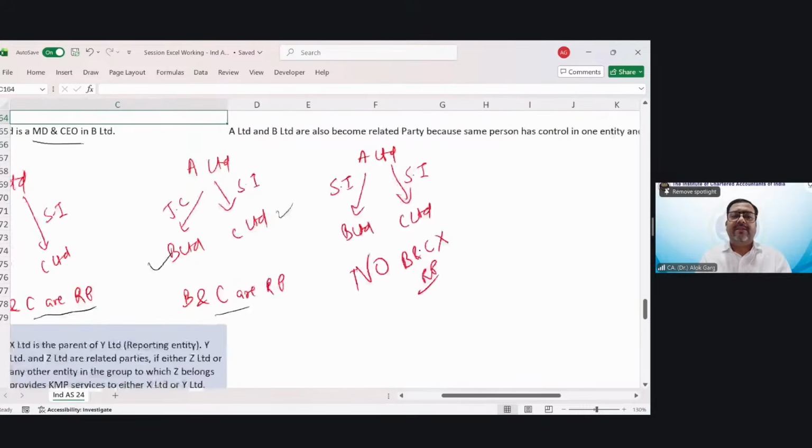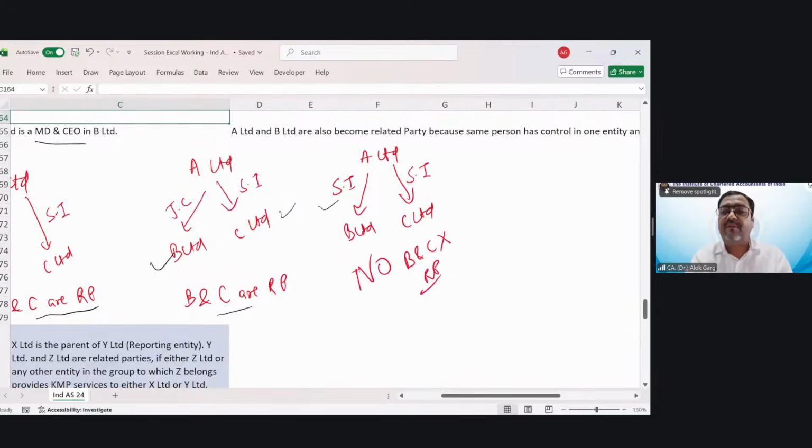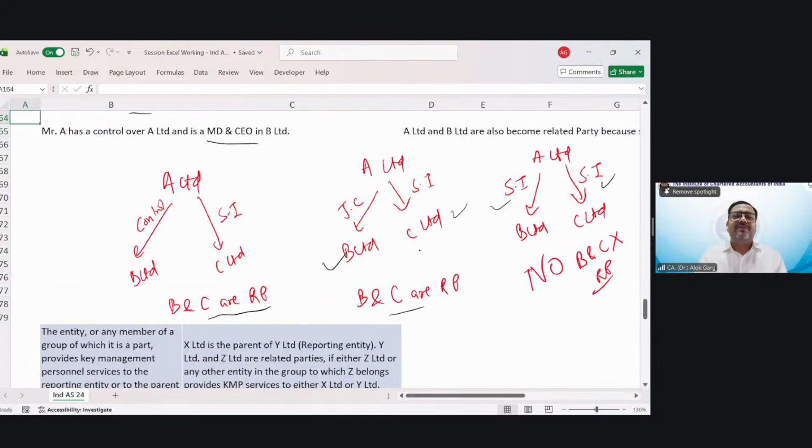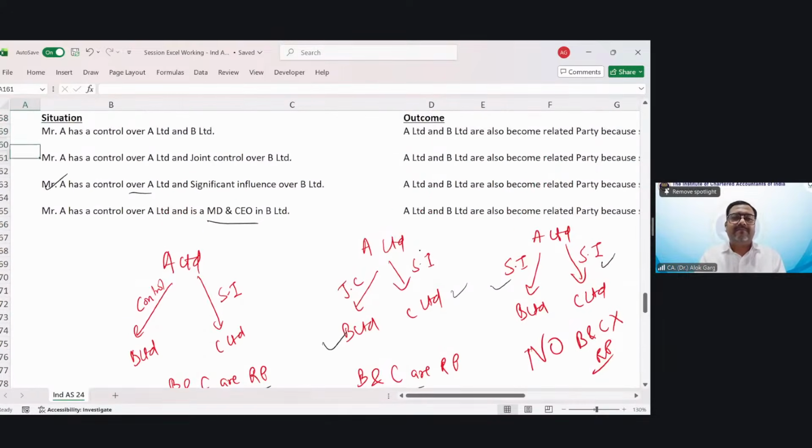If A Limited has a significant influence over B and significant influence over C, will B and C be related parties? No, B and C will not be related parties. So if there are two associates of the same entity, the two associates will not be related parties. But if there is one JV and one associate of the same party, that will be a related party.